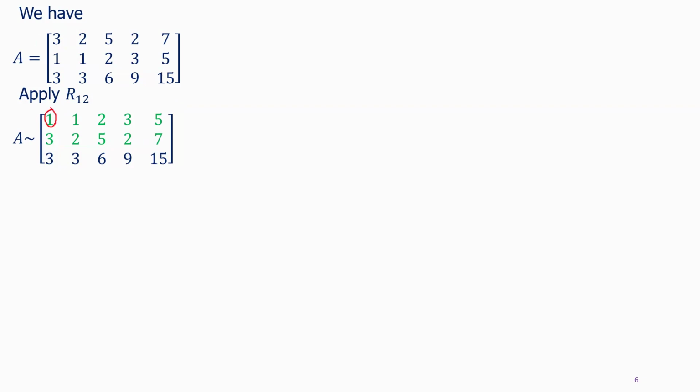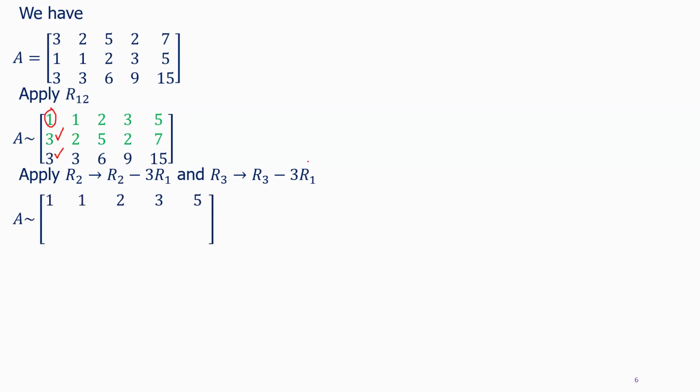In step number 2, with the help of this one, we have to make all the elements below it 0 by using row operations. So here, we apply the following two operations: in R2, R2 minus 3R1, and in R3, R3 minus 3R1. Then the matrix will be converted into this form. How does this convert? Let us check whether it is correct or not.